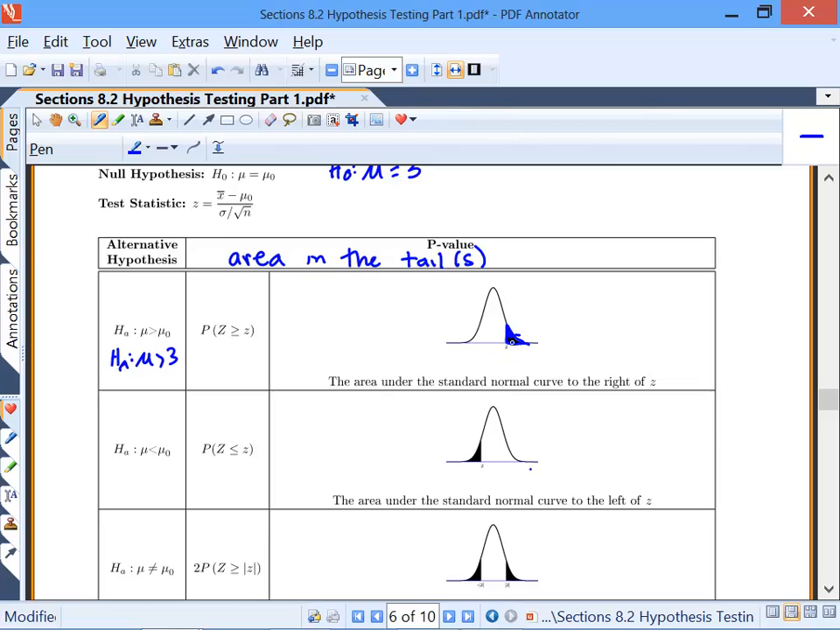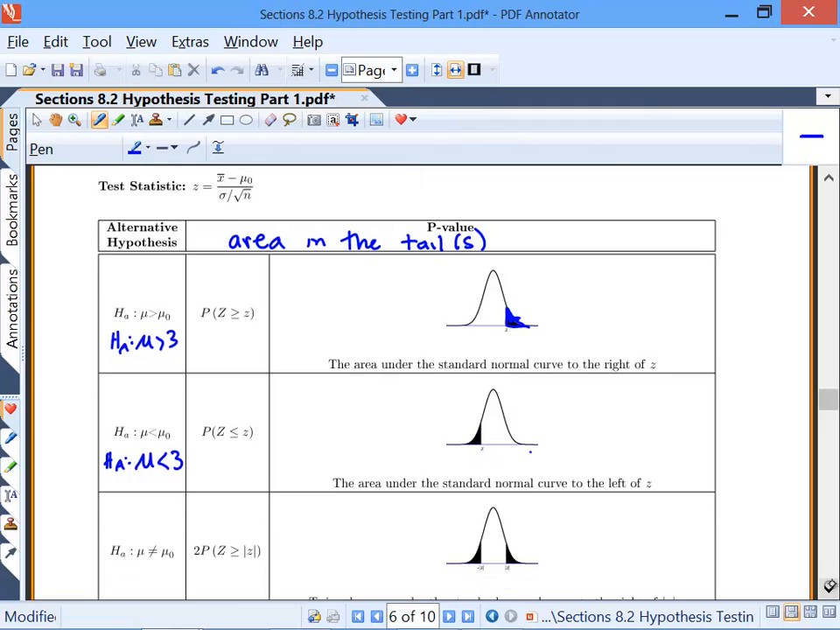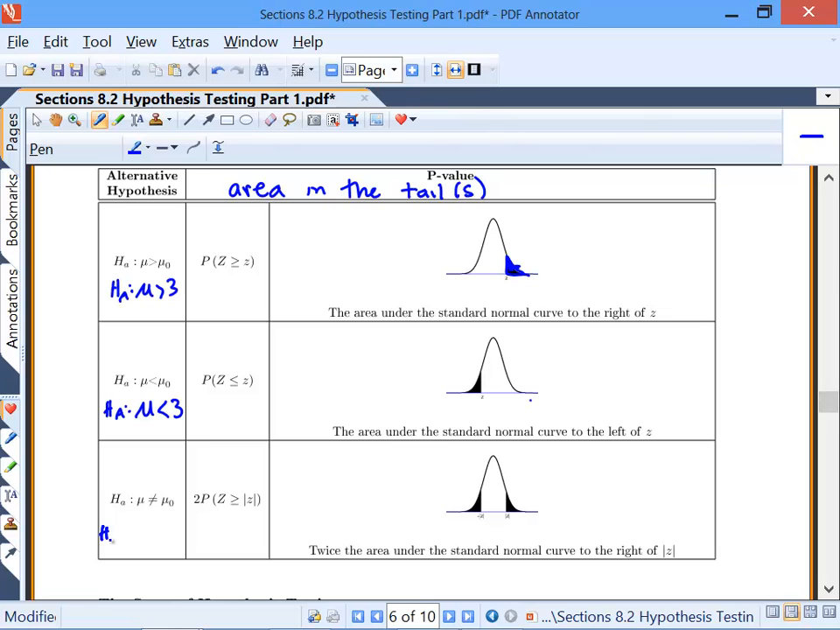Okay, so notice you have a little z-value there, and we're just looking for the area under the standard normal curve to the right of our z-value. Remember, we'll find the z-value by using our standardization formula. If I want the alternative hypothesis that maybe my mean is less than 3, then I would look at the area in the left tail. And if I think that my mean is not equal to 3, well, if this is my positive z-value and this is my negative z-value, I would want the area in both tails.